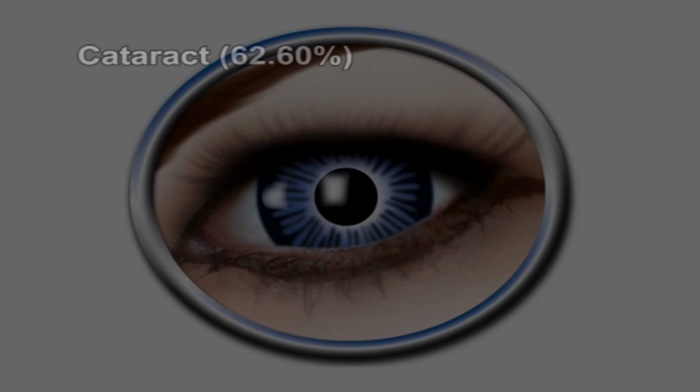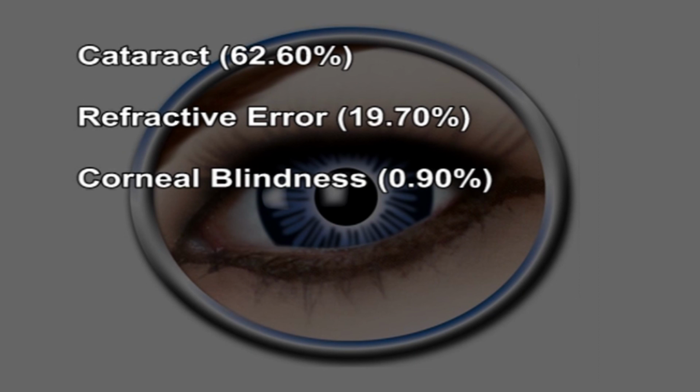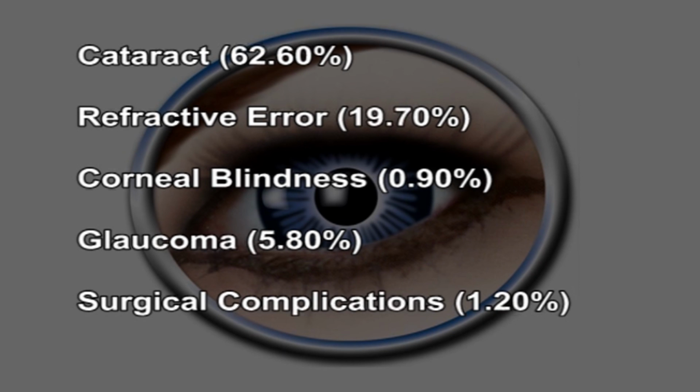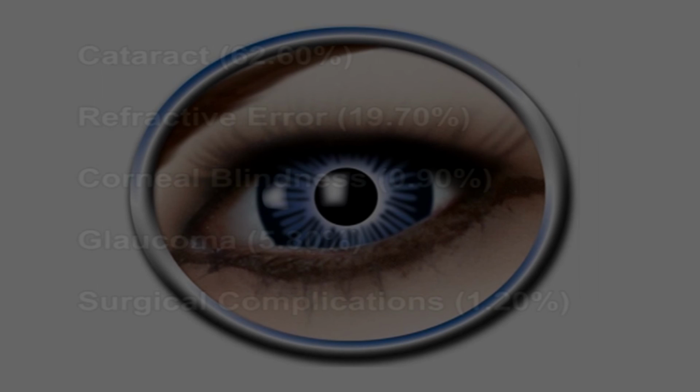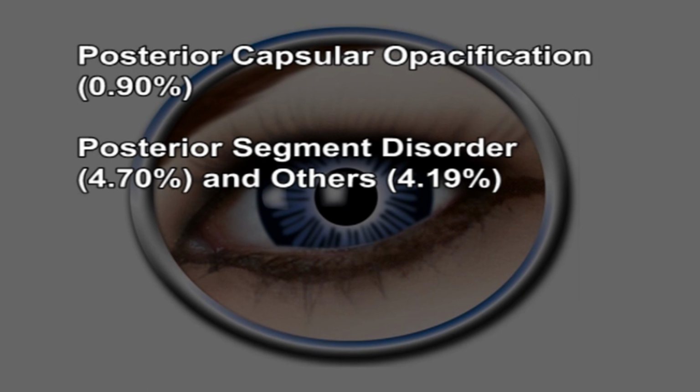The main causes of blindness in India are as follows: cataract 62.60%, refractive error 19.70%, corneal blindness 0.90%, glaucoma 5.80%, surgical complications 1.20%, posterior capsular opacification 0.90%, posterior segment disorder 4.70%, and others 4.19%. The estimated national prevalence of childhood blindness and low vision is 0.80 per thousand.